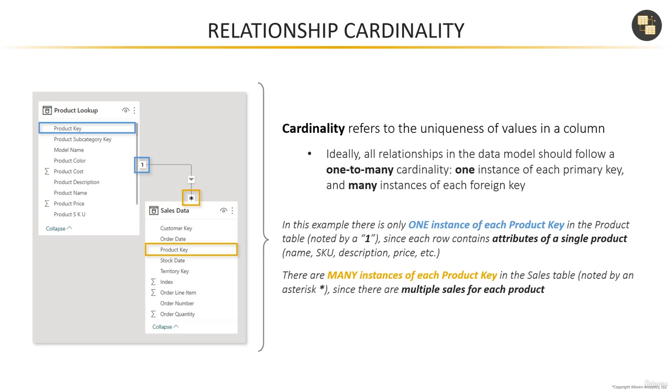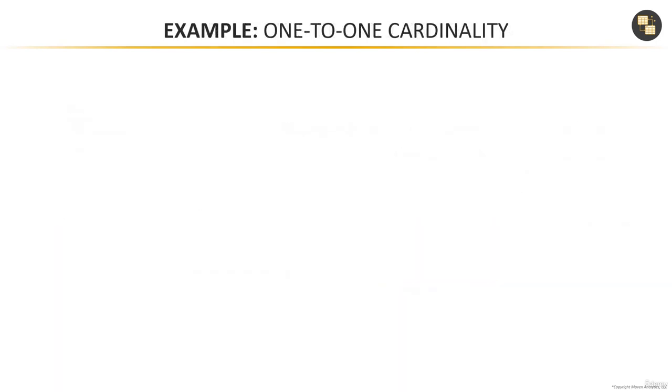On the sales data side of the relationship, we see an asterisk, and that indicates that there are many instances of each product key in the sales table. That makes sense since there can be many sales for any individual product. So again, this is a good example of what we call a one-to-many cardinality, but I want to show you a quick example of two different types of cardinality, one-to-one and many-to-many, just to help you understand the differences between them.